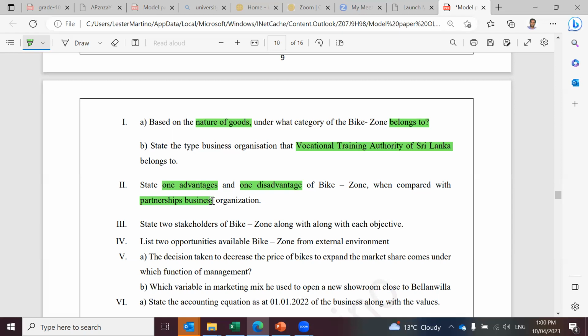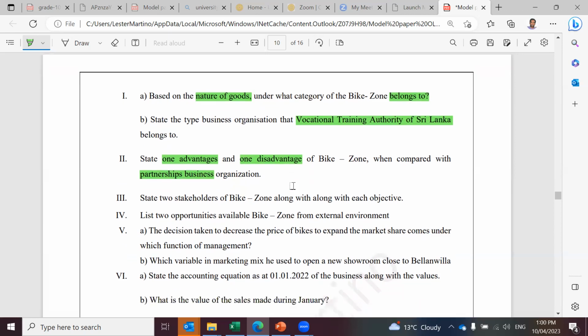But in a partnership, different people with different skills can join and they reach a consensus view. They talk before making a decision and then come up with a conclusive decision. So that may be an advantage for a partnership, but that is not available in your sole trader business. Likewise, you can derive the answers.